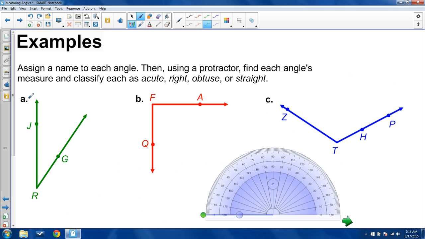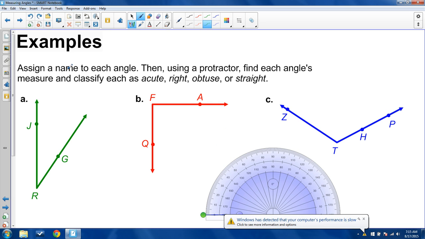So let's do some examples. I have parts A, B, and C here. We're going to assign a name to each angle. And then we're going to use a protractor. So you haven't used one of these before, maybe. I don't know if you have. But I'll use my software protractor here to find each angle's measure exactly, or very close. And then we'll decide whether it's acute, right, obtuse, or straight. You might be able to see what they are here, because technically these are drawn, quote unquote, to scale. Even if this didn't look 90, if this is measured as 90, we will call it a right angle, only because of the measurement.